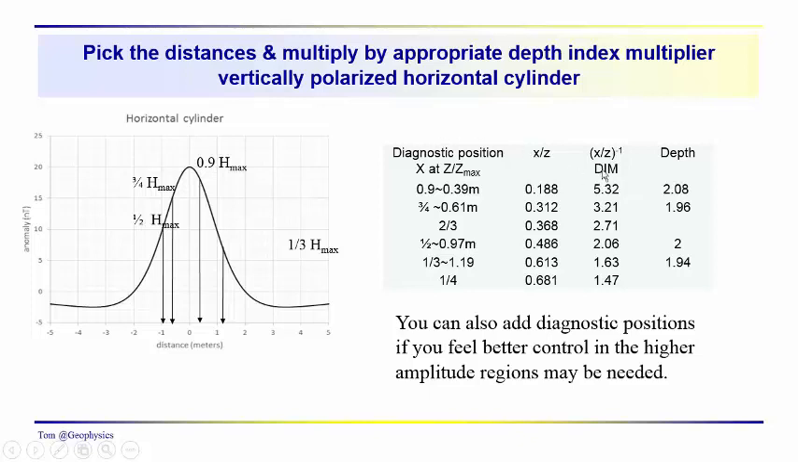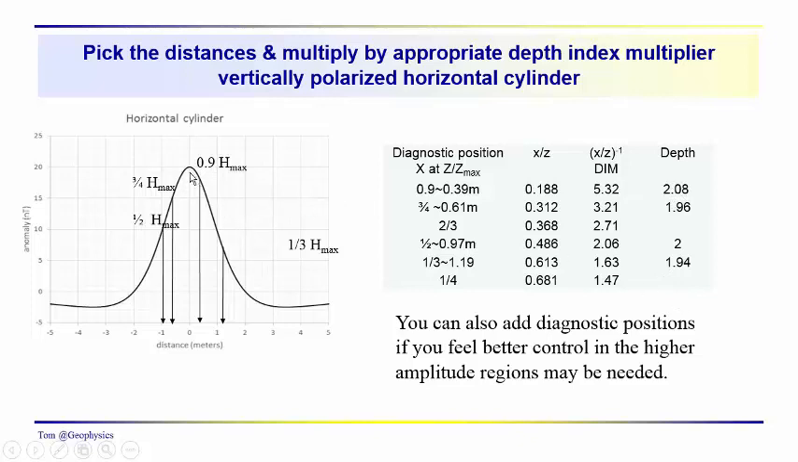We were using the depth index multipliers obtained from these different diagnostic positions for each of the anomalies that we looked at. In this case, the horizontal cylinder. These are the values of x over z at which the anomaly falls off: 0.9, 3/4, 2/3, 1/2, and so on. These are the depth index multipliers. You read off a particular value of x, you multiply it by about 1/3. That would give you 1.94. So that's all we're doing, is trying to get estimates of z, and then we take averages in order to get kind of an average estimate.